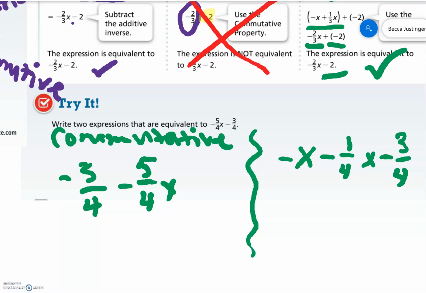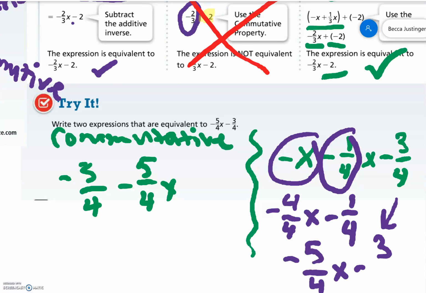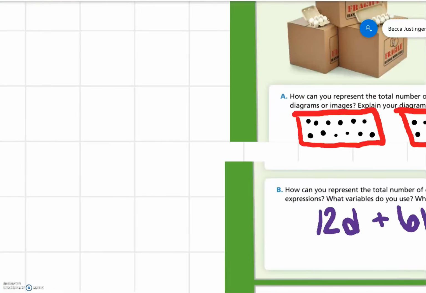We can check our work. If we combine this with this, well, that's negative 4/4 x minus 1/4 x, which is negative 5/4 x, and we just bring along a negative 3/4. So that checks out. All right, 7th grade, let's go see it.